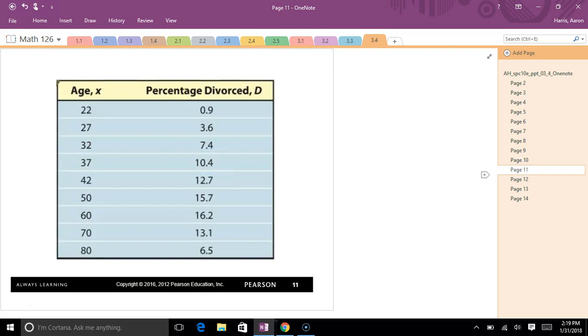So we're going to punch this in. Here's going to be our input, our x. Here's going to be our y, the percentage divorced. So at age 22, there's 0.9% divorced, whereas at age 50, 15.7% of the population is divorced, and so on. So I'm going to punch this into Desmos.